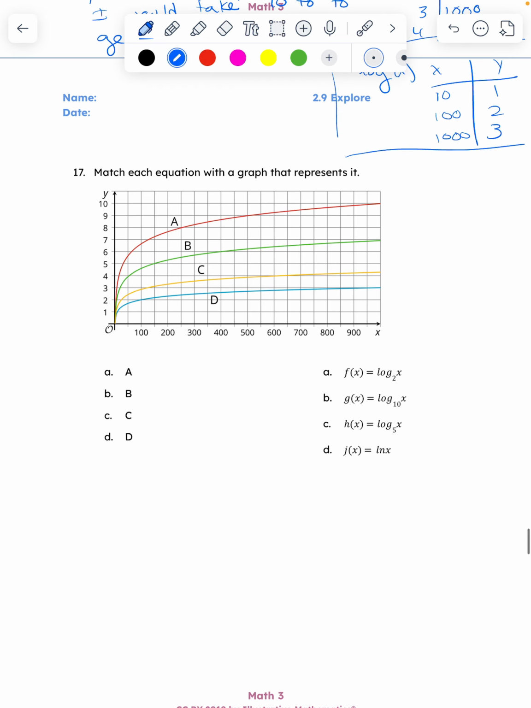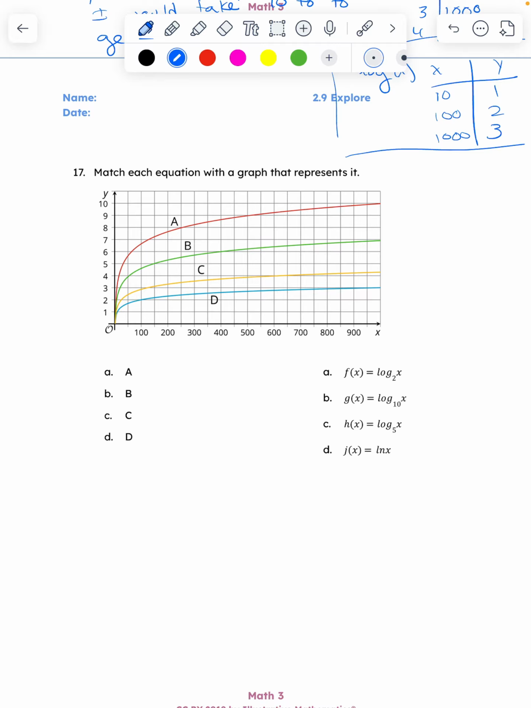Okay, getting there. We're closing in. I've got A, B, C, D, and I have 4 functions, and I want to match them up. Right? So it looks like if I'm just looking at my logarithmic functions, they have different bases, and that's all that's different. And the bases are going to determine how steep each is.